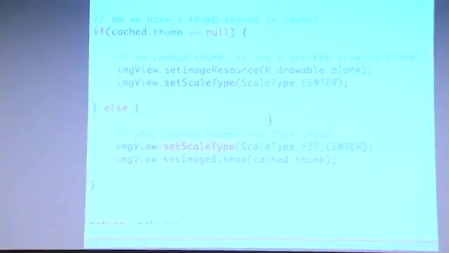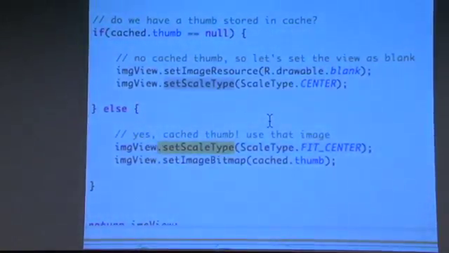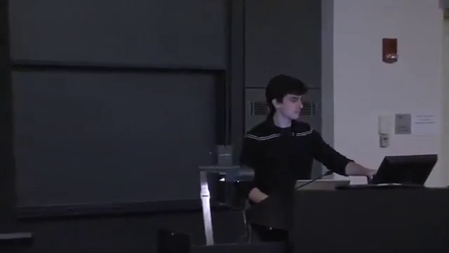Yes? In inSampleSize, what is the dimension of that factor? How much quality will we lose if we specify 4 rather than say 2? So in inSampleSize, how do we know what factor to use? So basically, inSampleSize works best in powers of 2.